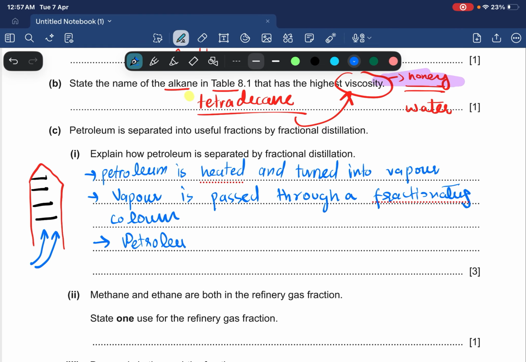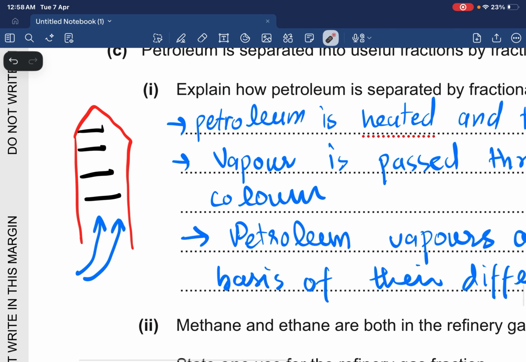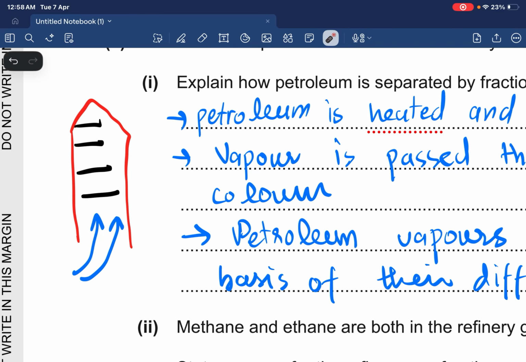So, petroleum vapors are separated on the basis of their different boiling points. Sorry if I'm a little slow. I think I am, but I just want the concept to be clear. Over here, the ones that have the highest boiling point and lowest boiling point are going to be arranged on that basis. Okay.